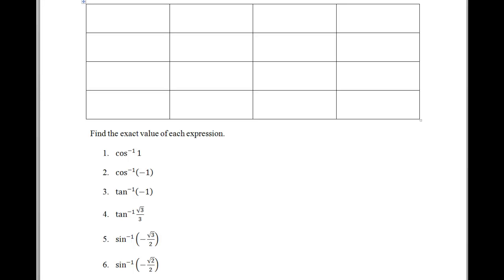Now, the inverse function is not to be confused with the reciprocal function. A common mistake is that people might think that the reciprocal function is the same thing as the inverse. For example, the inverse sine function is not the same thing as cosecant. Cosecant is the reciprocal function, not the inverse function.